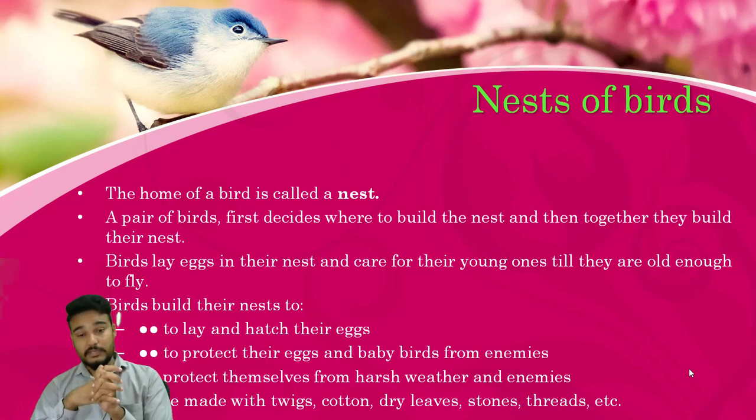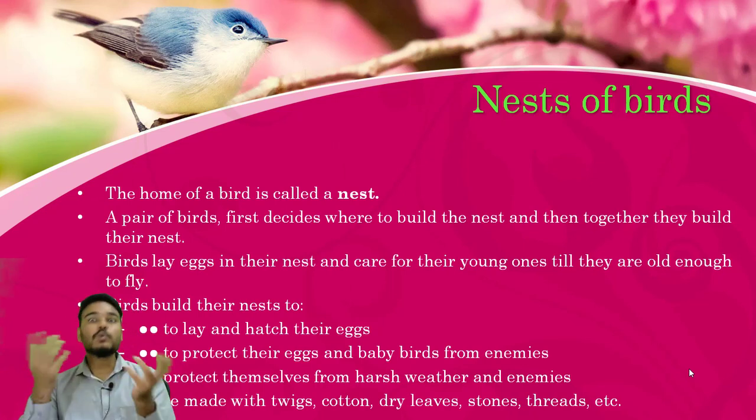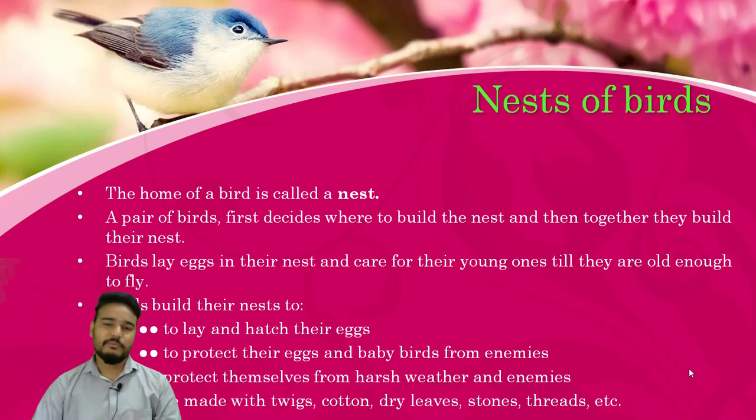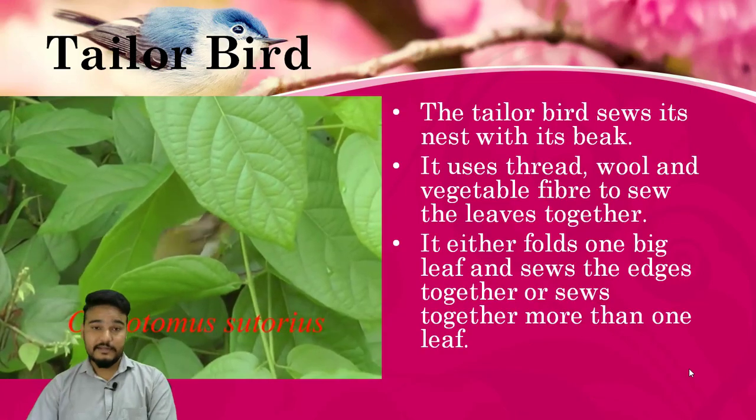तो नेस्ट कैसे बनते हैं? सो छोटे छोटे पत्तियां, छोटे छोटे धागे, सो twigs, some cotton, some dry leaves, some stones, some threads, different kind of material they use for preparing the nest. So we will see how they prepare their nest. So first one is the tailor bird.